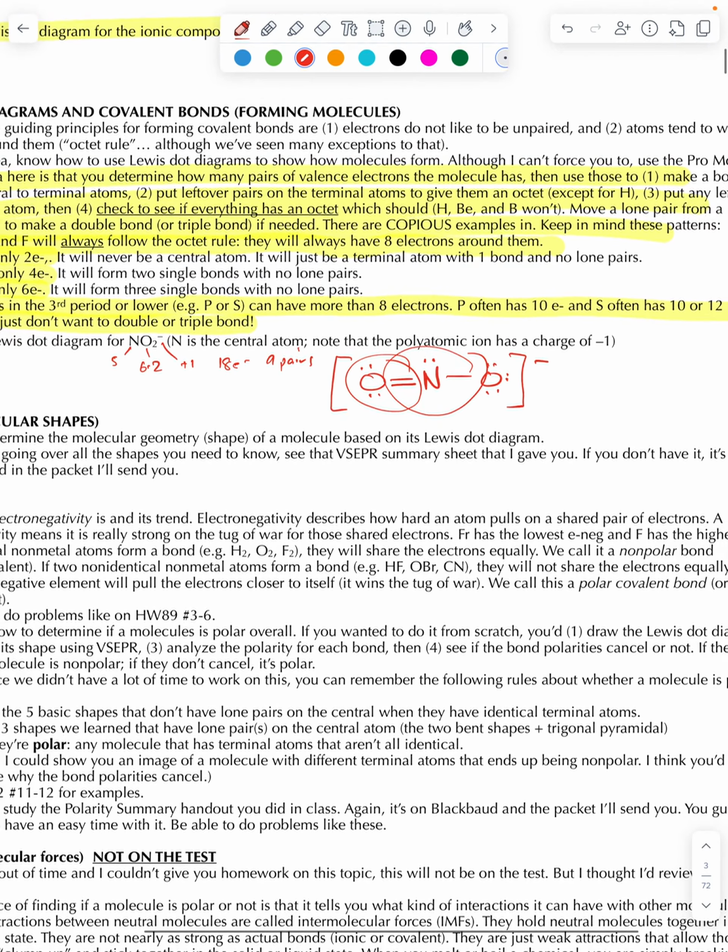The only time you won't do that is if beryllium were your central atom. It doesn't want 8, so don't make a double bond if beryllium only has 4 electrons around it. It only wants 4. And if boron's the central atom and it only has 6 around it, well, don't make a double bond. Boron wants 6, it doesn't want 8.